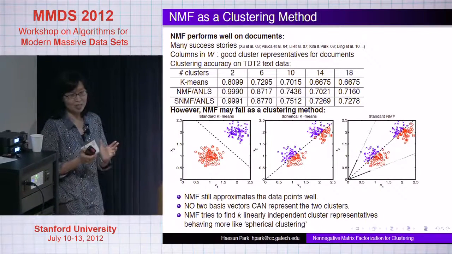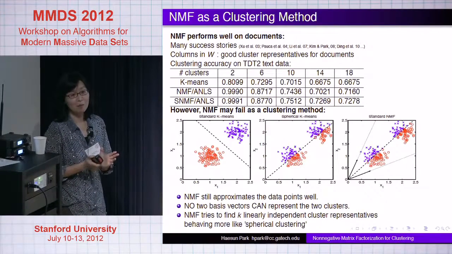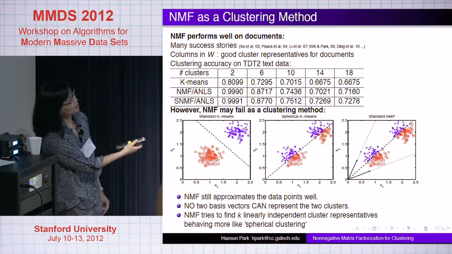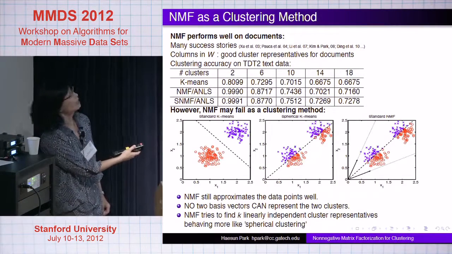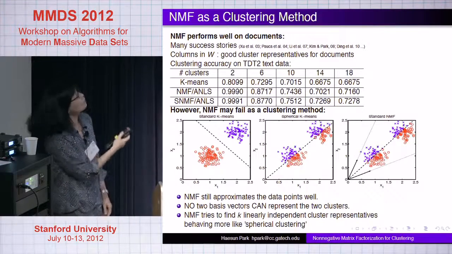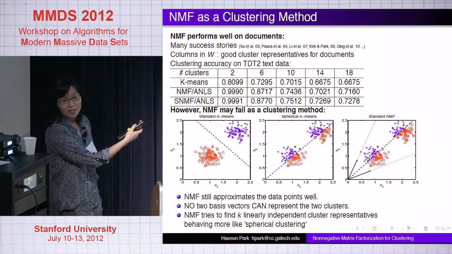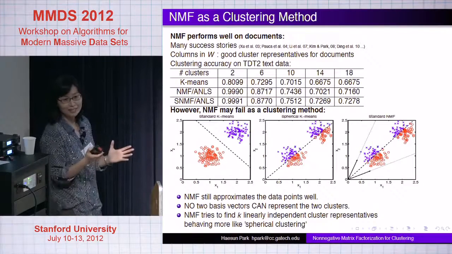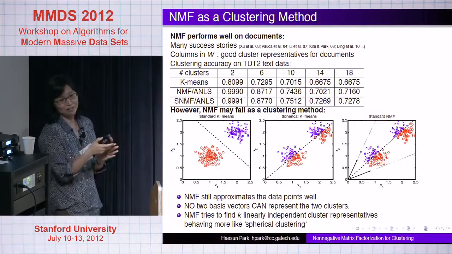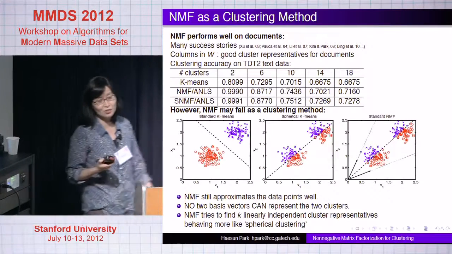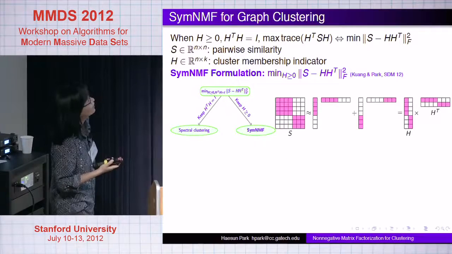When the distance measure is not the Euclidean 2 norm but the cosine measure, then NMF and spherical K-means behave very similarly. And I think that's the reason why NMF has been very successful on documents, because on documents we usually normalize, and then we try to find the trend. So typically the cosine is used as the distance measure.